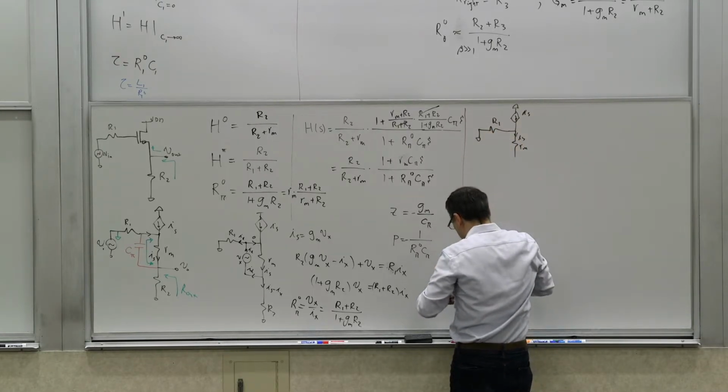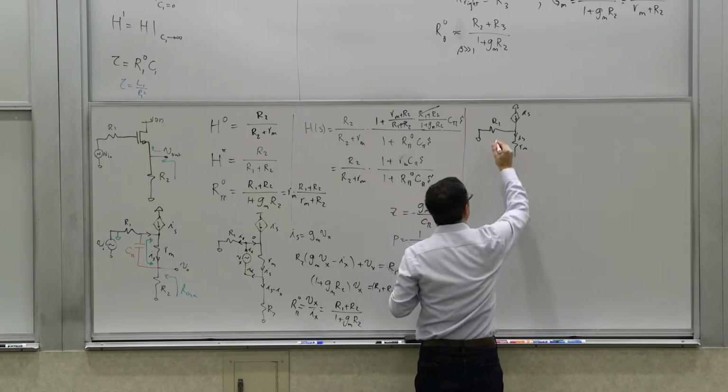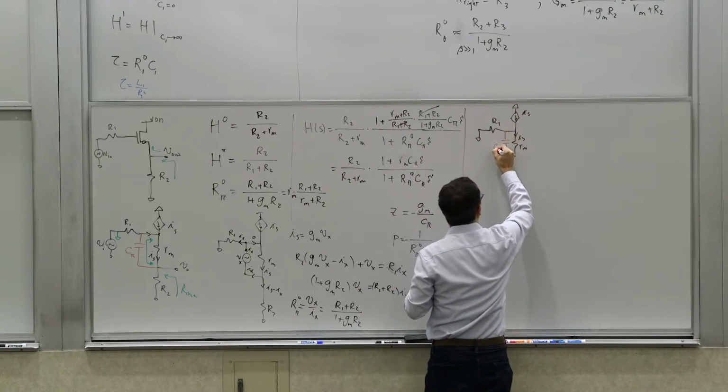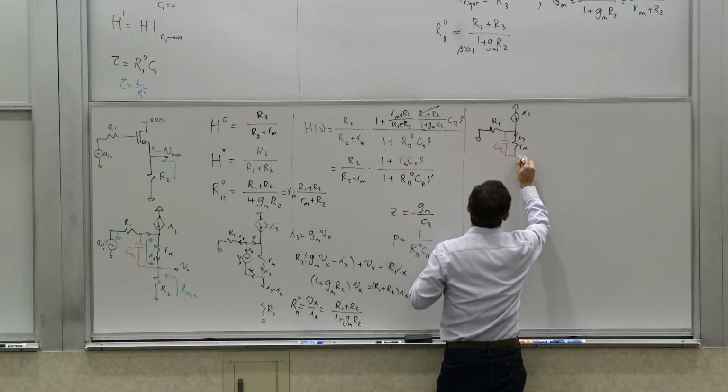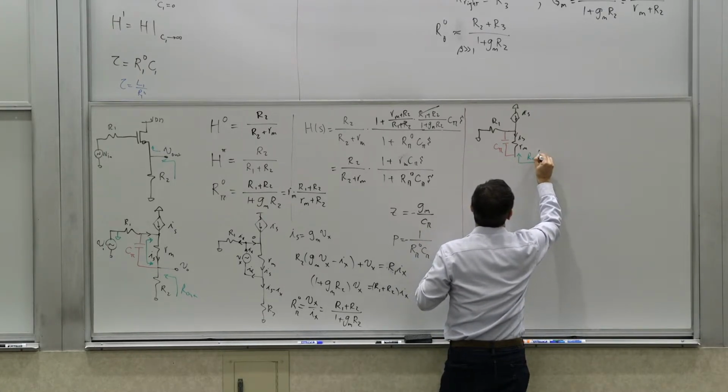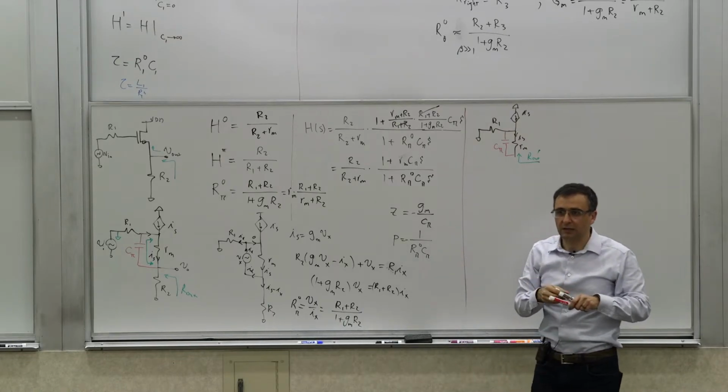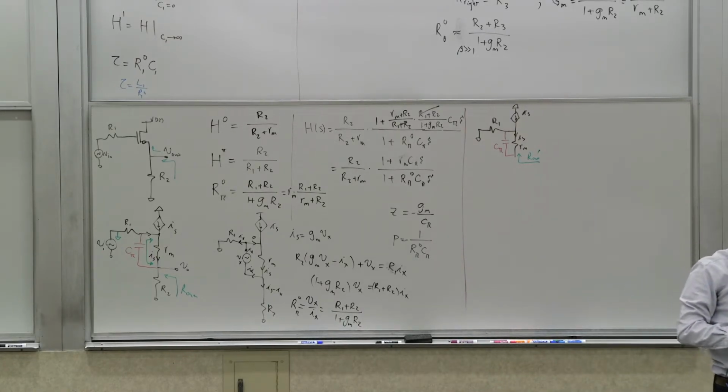With that capacitor in place. Just for now, we are doing first order. So what do we see? We are interested in what we call R out prime. Then the total R out would be that in parallel with R2. Okay, so what is that resistance?